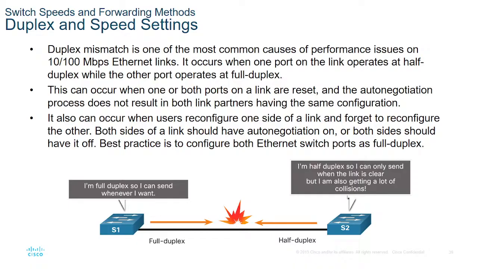It can also occur when users configure one side of a link and forget to configure the other. Both sides of a link should have auto negotiation on, or both sides should have it off. The best practice is to configure Ethernet ports as switch ports as full duplex.